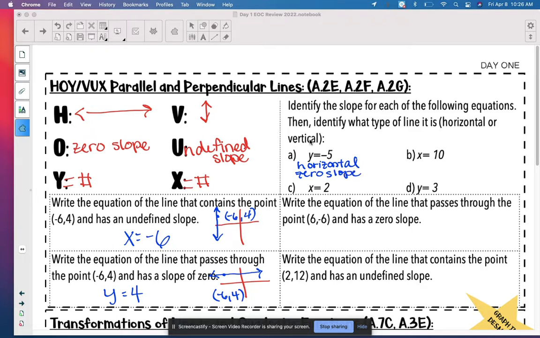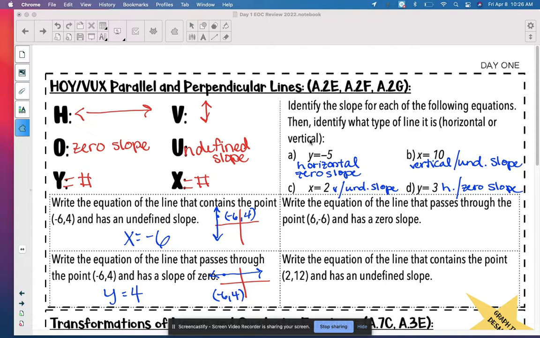X equals a number, we have a vertical line and undefined slope. Same thing with C. I have a vertical line and undefined slope. For Y, we have a horizontal line and a 0 slope. So here, if you can remember Hoy-Vux, then anything with these types of equations will be a breeze.